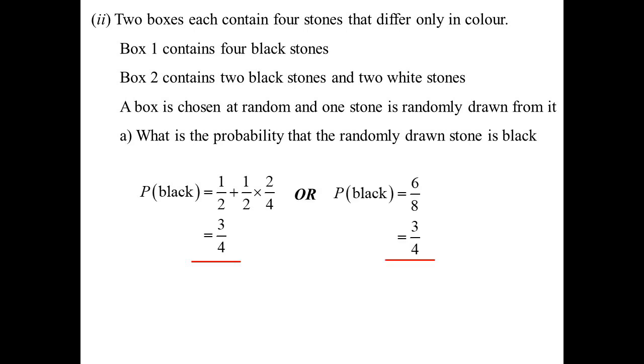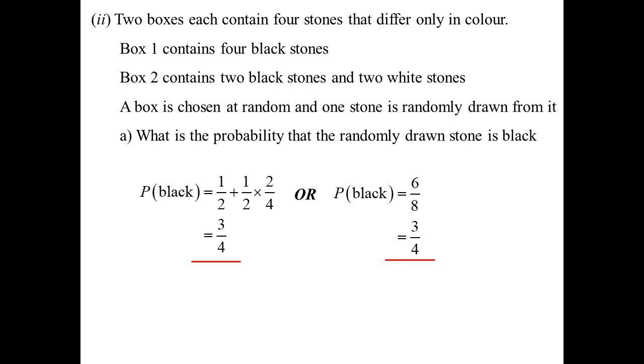The other way I could have done this was to say, actually, it's kind of irrelevant, box 1 and box 2. There's no difference. So if I push the 2 boxes together and say, let's just pick a stone, in that case I've got 8 stones all up, and there's 6 black ones. So 6 out of 8 is 3/4. We get the same answer.